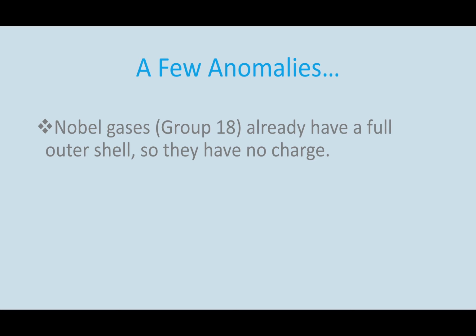There are a few anomalies or exceptions to the two rules that we just stated. First being noble gases in group 18, they already have a full outer shell. So we talked about this when we talked about the chemical families. Noble gases are unreactive because they already have a full outer shell, so they don't need to gain or lose any electrons. This also means that they have no charge, because the number of electrons equals the number of protons, and they're not going to gain or lose any.